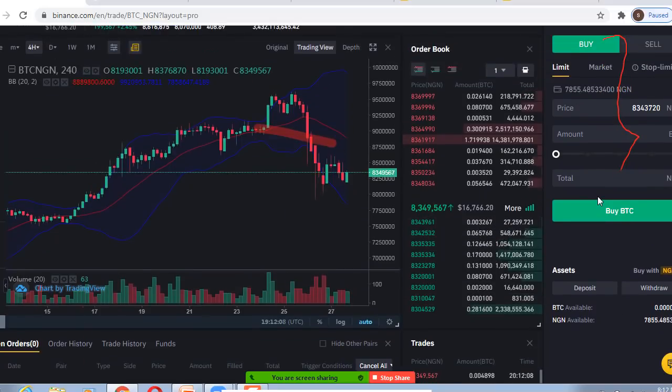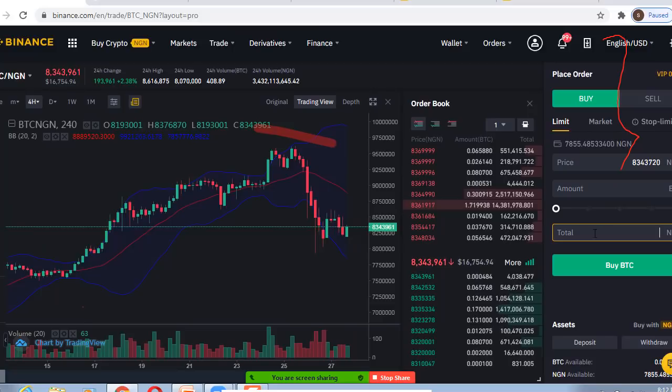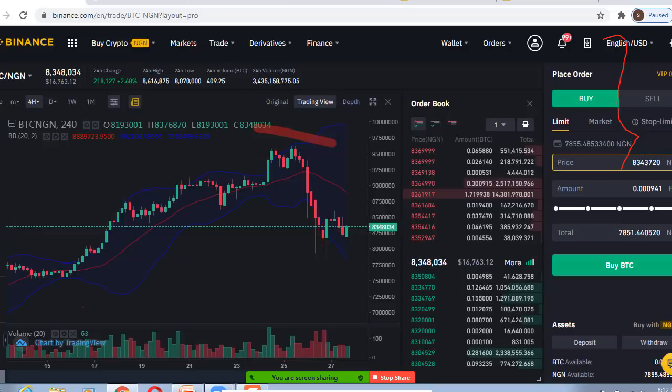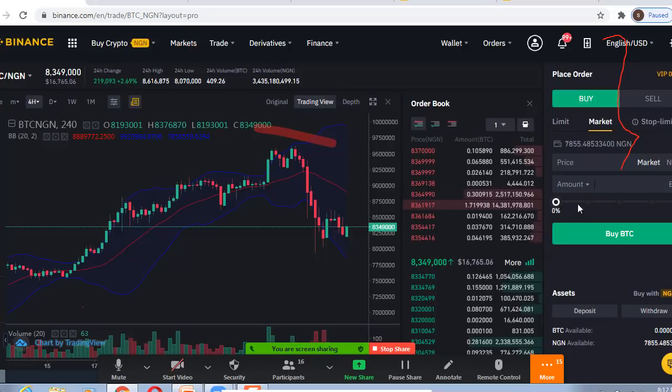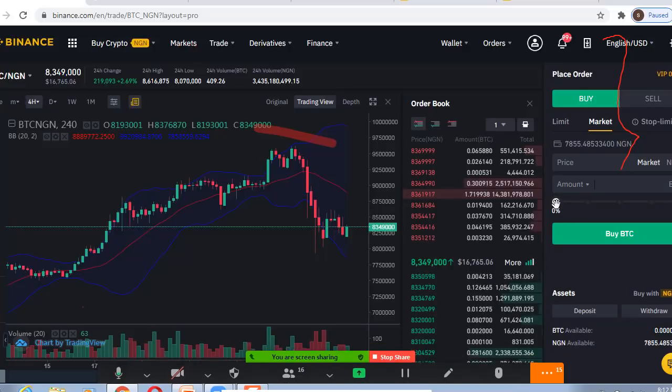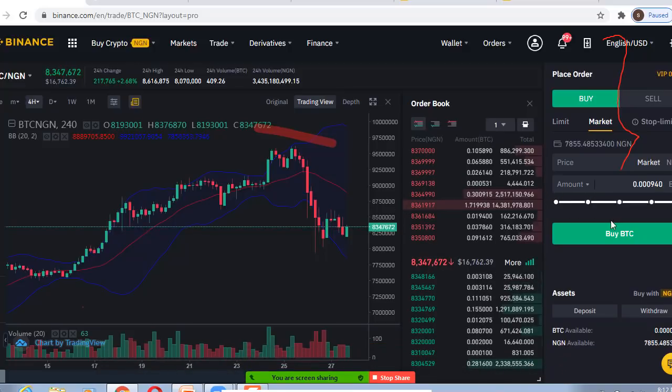So here, if I want to buy Bitcoin, I can simply put my 8,000 naira. You see the amount. Okay, let me put it on market order. I want to buy instantly. And then I move this to 100%. I want to use my entire money to buy Bitcoin. So I can just click buy.